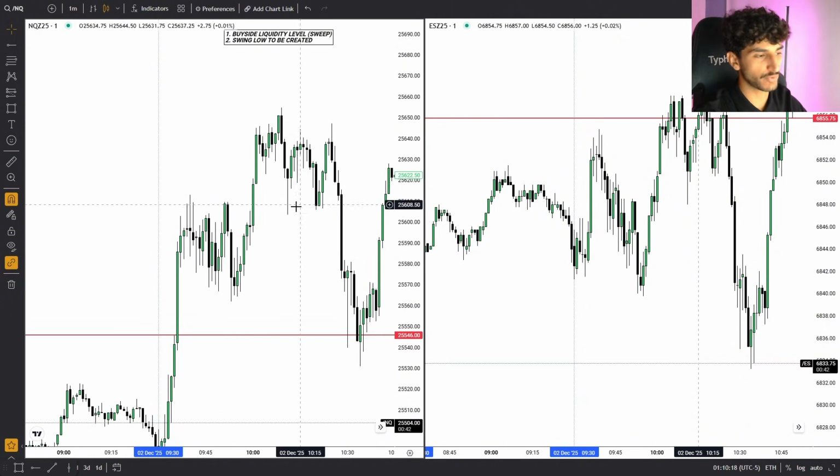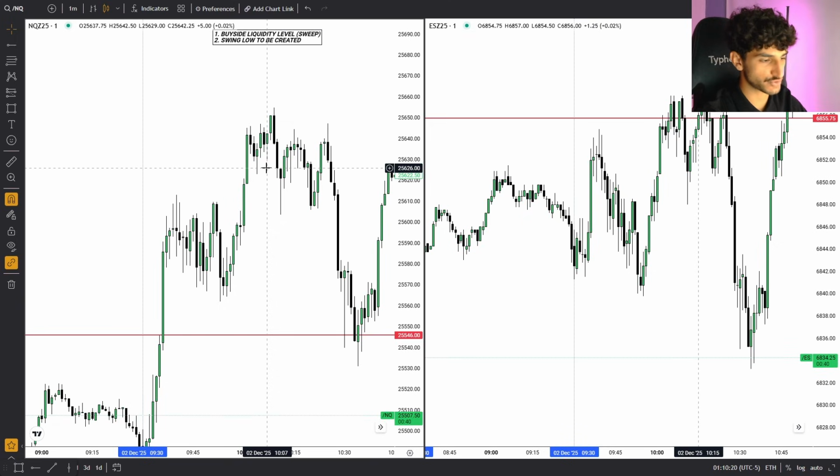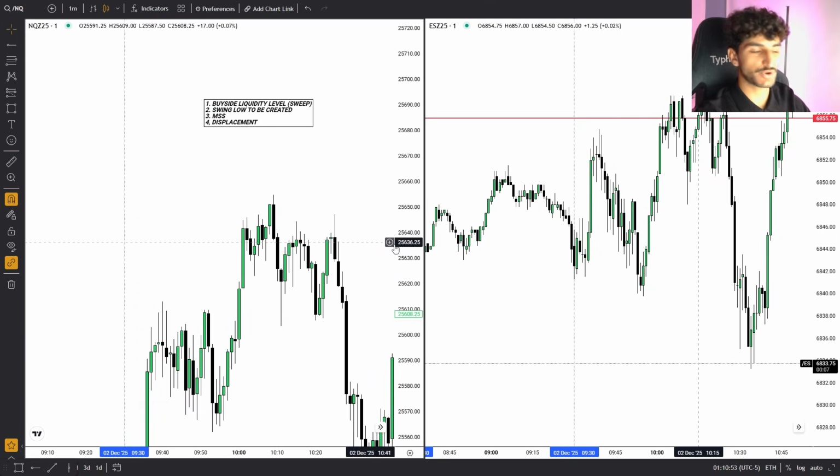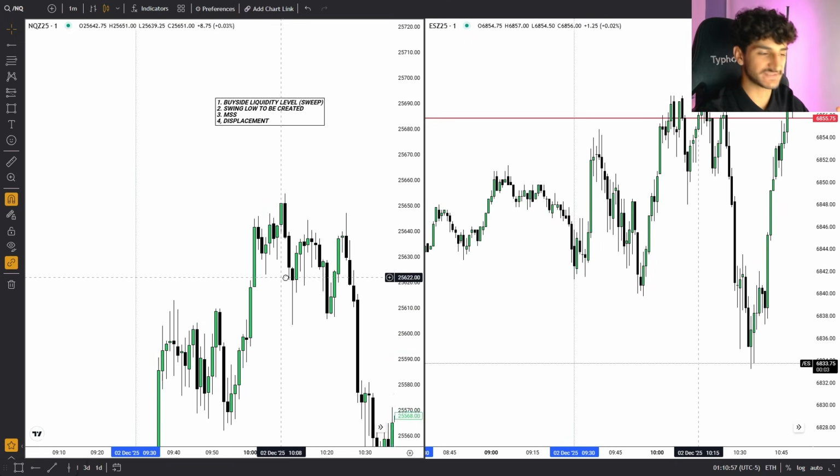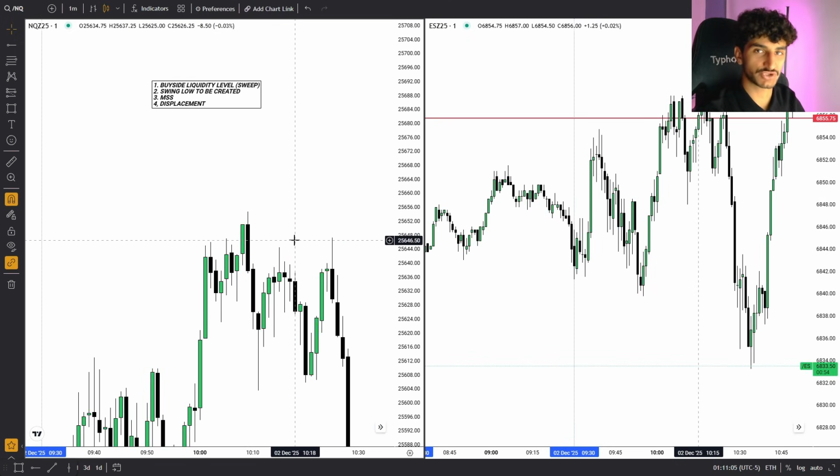And now you might be wondering, why'd you pick this swing low specifically and not any other swing low that is being created after sweeping this buy side liquidity level? And the reason is because after this swing low, we do get a market structure shift and a displacement. Now, what is a market structure shift and a displacement?